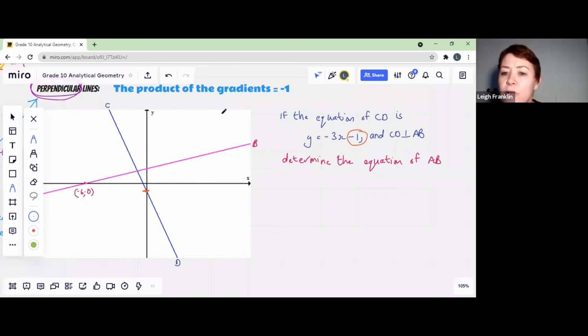They've also told us that CD is perpendicular to AB, and they want us to work out the equation of AB.